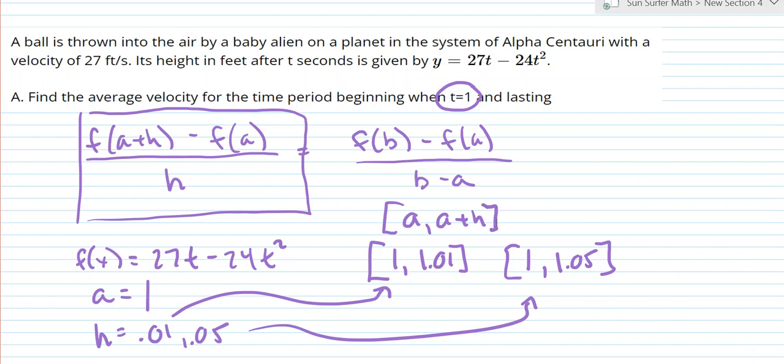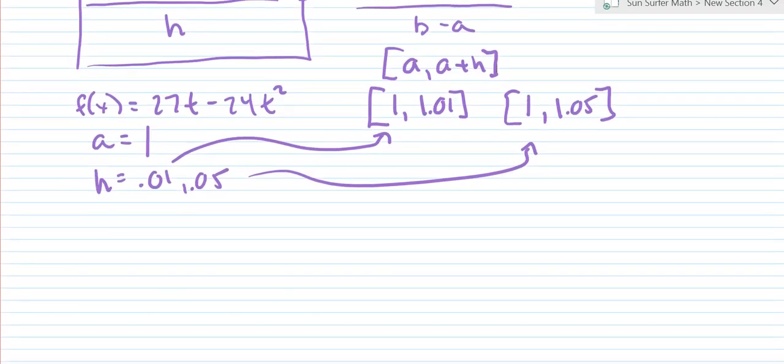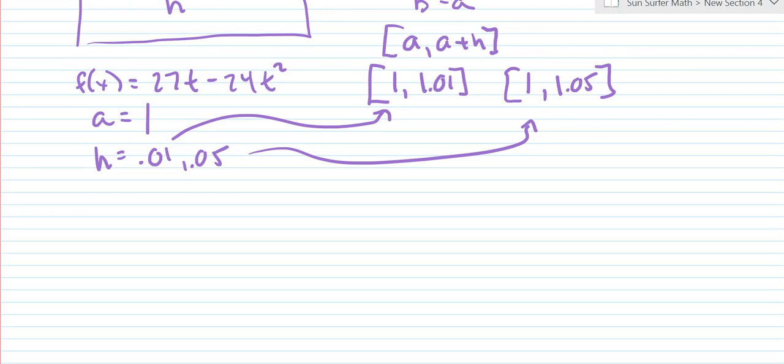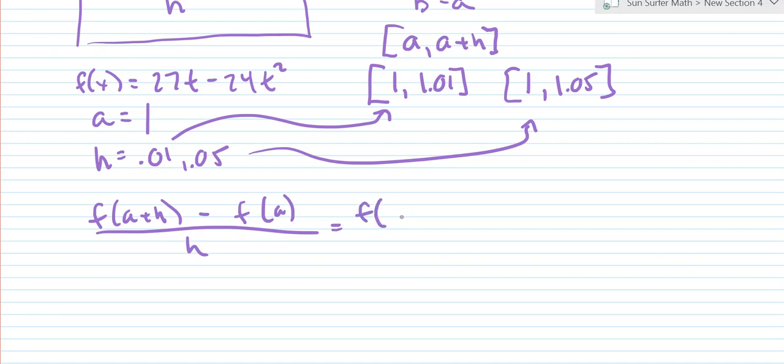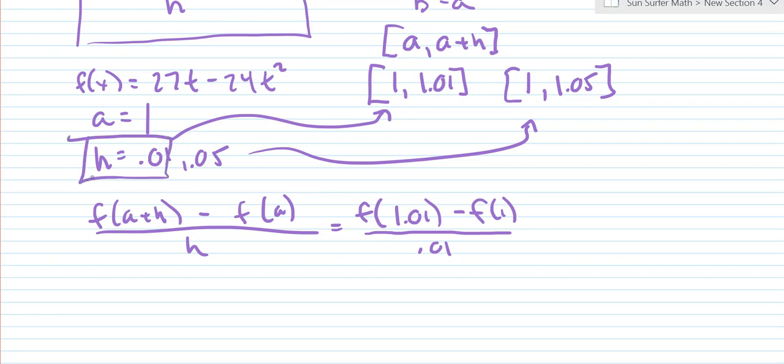So to use the difference quotient, we're simply going to set it up using that formula. I'll rewrite the formula here so we can see it. f of a plus h minus f of a all over h is going to look like this. So we have f of 1.01 minus f of 1 all over 0.01. And again, I'm doing the first part here when h is equal to 0.01. That's what we're doing now.